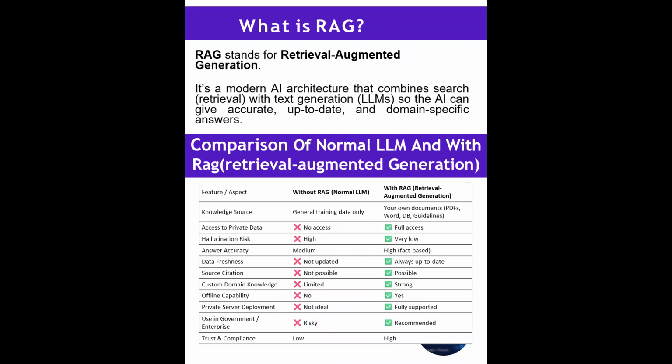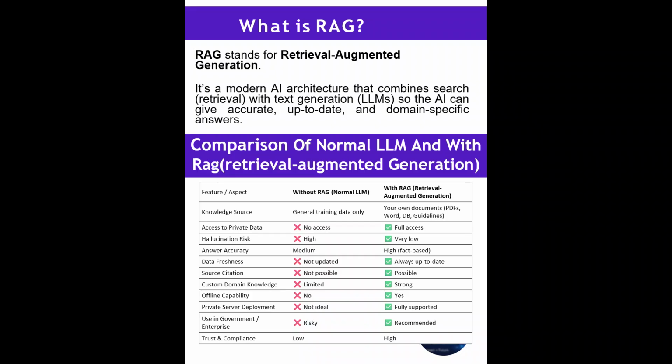Hallucination risk is high, and with RAG this is very low. It is because it is very specific data, documents, information where we have retrievable data. Answer accuracy is medium without RAG, and with RAG it is high, fact based. Data freshness: no update, always up to date. Source citation: not possible, it is possible.